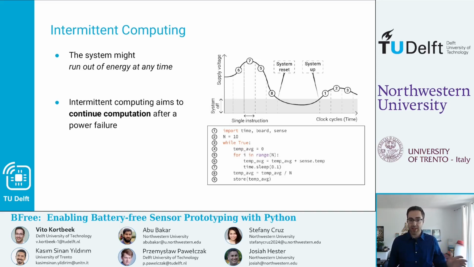So as I alluded to, the system might run out of energy at any point in time. On the right, it depicts a normal system where the system is running and the system is reset due to a power failure. After a while, the capacitor is charged enough and the system will boot again, but it will start at the total beginning of the program. This is not what we want, because that would be very inconvenient. What we do want is to continue approximately where we left off. So intermittent computing aims to continue computation after a power failure, close to the point where the power failed.